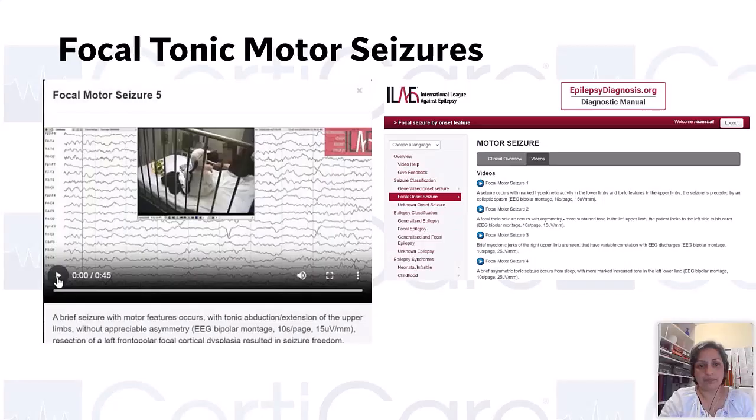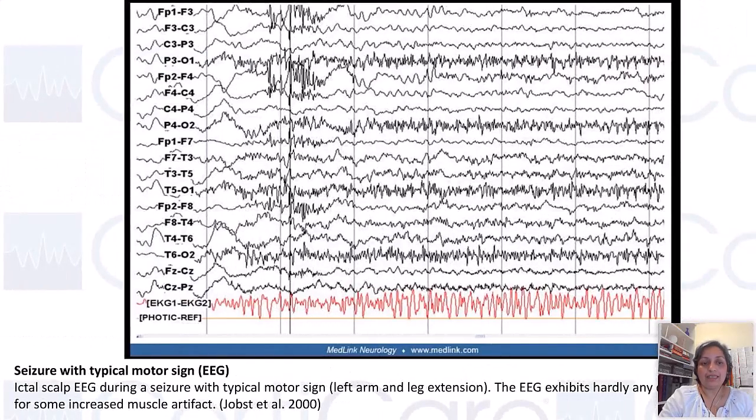All right, let's go back to our slides. So focal tonic motor seizures, they were present in the upper extremity. This is another example. It's just an EEG. There is no video or a picture attached to this EEG. This is taken from an article written in 2000. So this is an EEG of a typical motor seizure, left arm and leg extension.